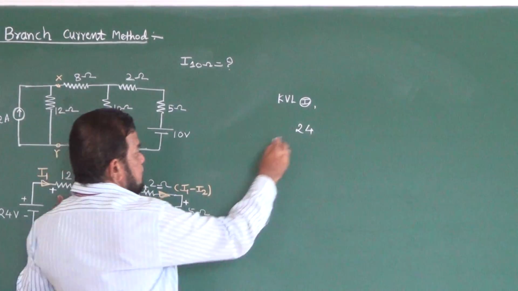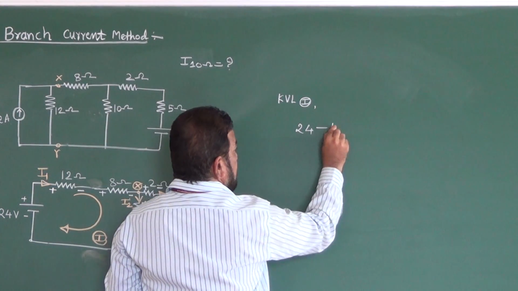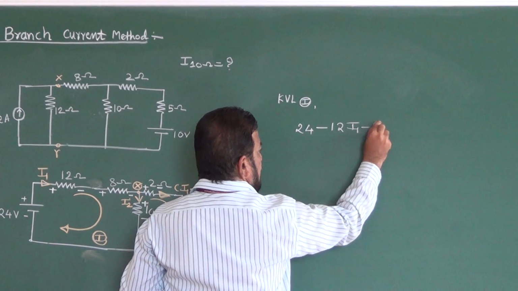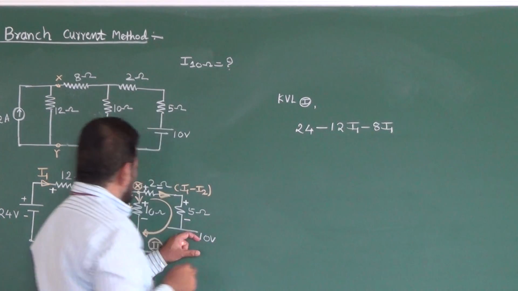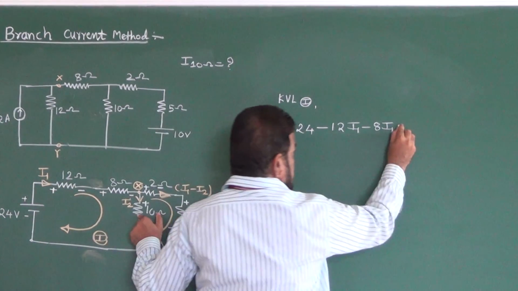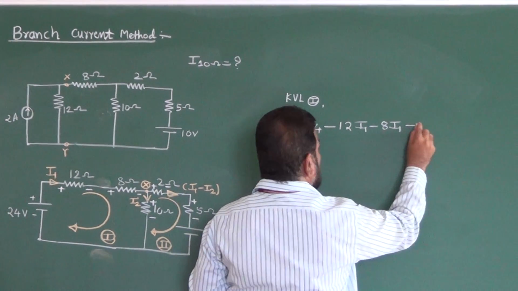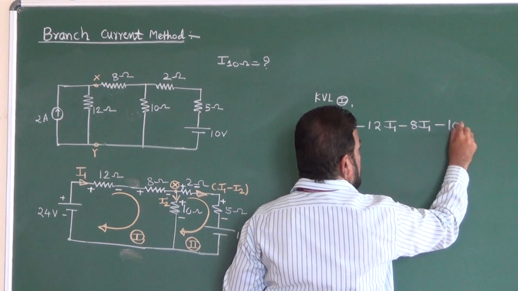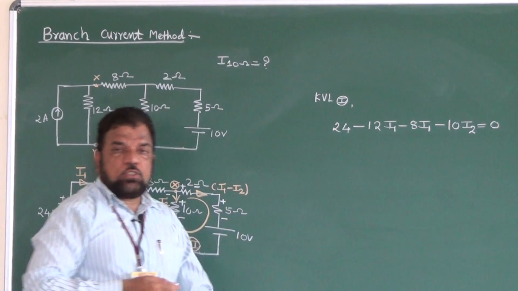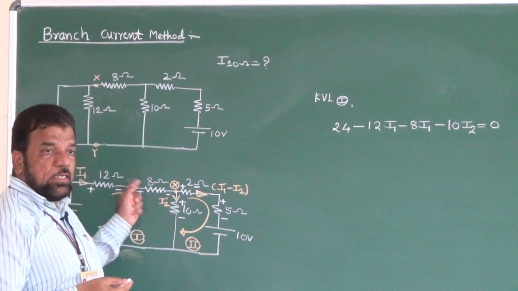Now the minus 12 I1, minus 8 I1. Now I will go downward. Now through this one, current is I2, so once again current is flowing down, so it is minus 10 I2, that is equal to 0. So this is the equation after applying KVL to the loop 1.